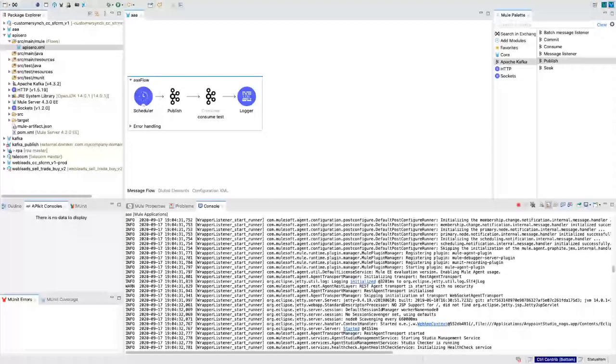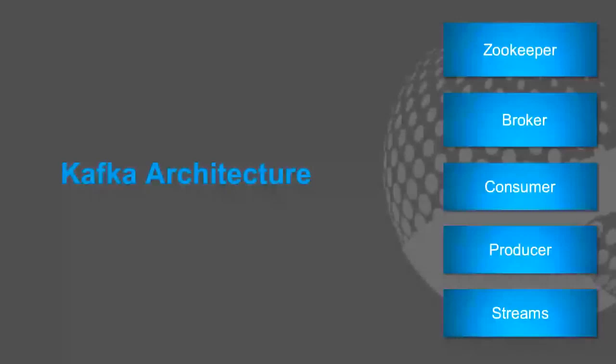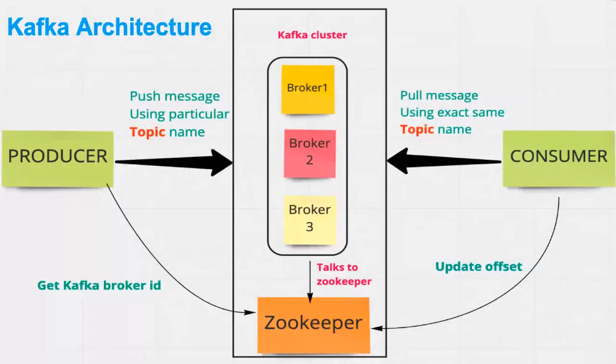Okay. And we can do the command line interfaces. Let's look at the basic features of Kafka: the zookeeper, the broker, the consumer, the producer, and streams. In this diagram, you'll see a good representation of how this all works. The producer gets a broker ID from the zookeeper. The zookeeper does exactly what it does. It keeps everything together. And then the producer pushes messages as fast as it can to a specific topic.